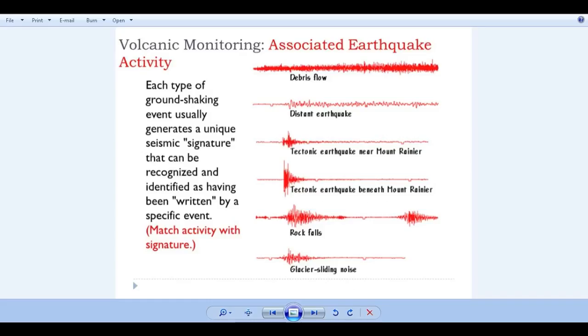Now here's an example of common activity usually seen every other day or so near Mount Rainier. Each type of ground shaking event usually generates a unique seismic signature that can be recognized and identified as having been written by a specific event. Match activity with the signature. This is a debris flow, maybe like an avalanche or something. This is a teleseism, a distant earthquake. This is a tectonic earthquake near Mount Rainier, and a tectonic earthquake beneath Mount Rainier. I'm guessing that's probably a volcanic tectonic earthquake. These are rock falls, so some landslides, and glacier sliding noise. Yes, glaciers on top of volcanoes can cause tremor.